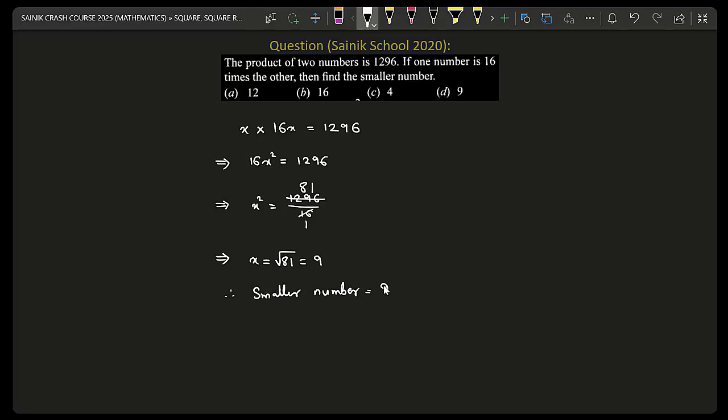Here in the first sentence of the question, x is the smaller number and 16x is the greater number. Because they asked for the smaller number, our answer is 9. If they asked for the greater number, then our answer will be 16 times 9. So the answer is 9 here, option D. Very good, Mayuk. You can mute yourself. So D is the correct answer.